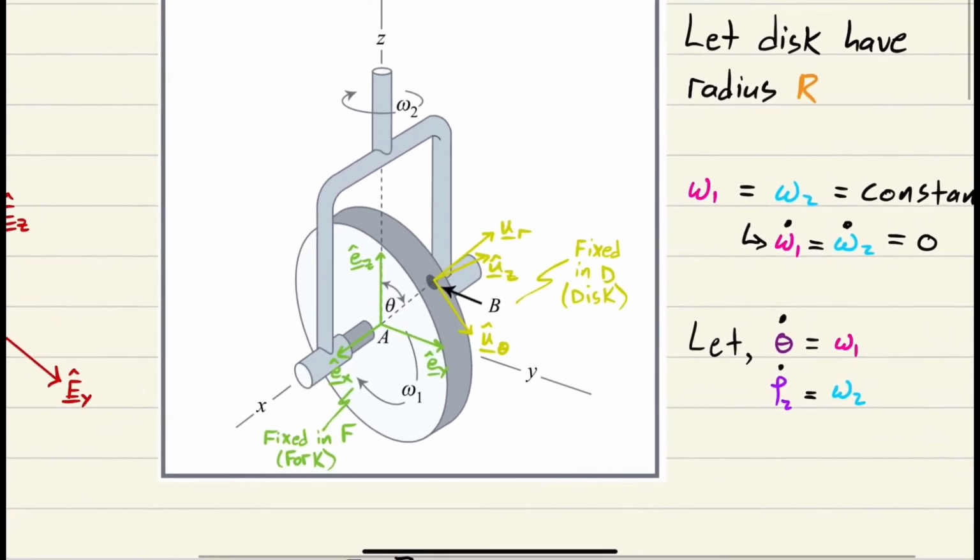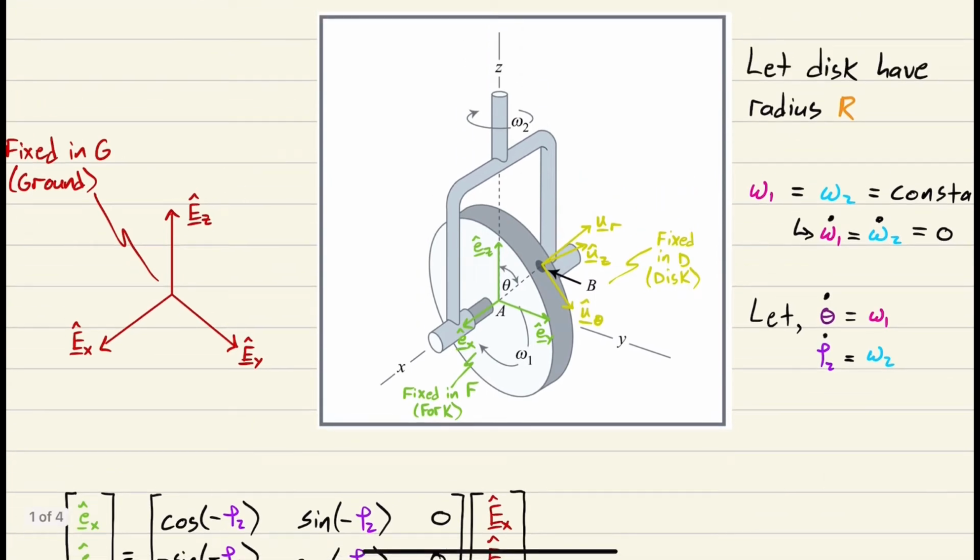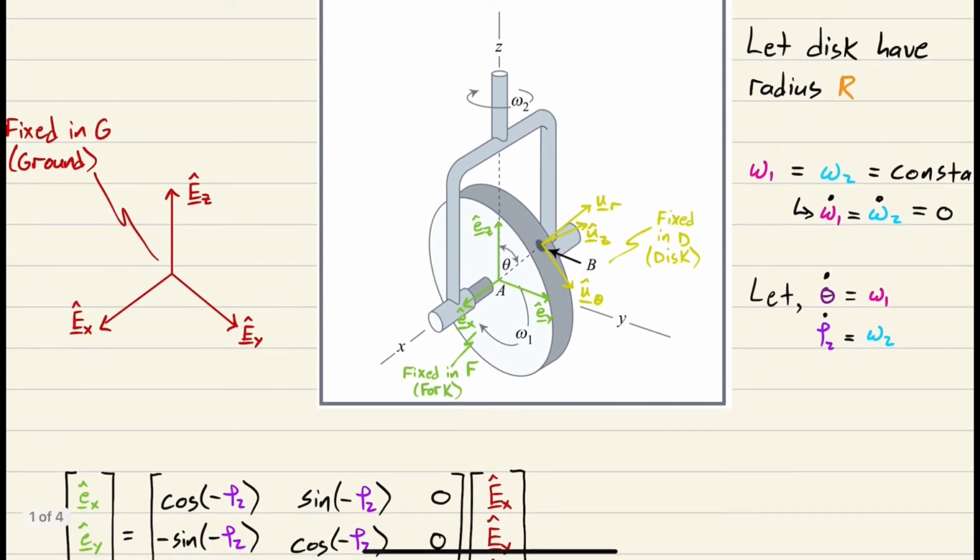I'm going to let theta dot equal omega 1, right? Because that's what it is. The rate of change of this angle is the rate at which this disk is rotating. So theta dot is omega 1. And then I'm going to call this dummy variable rho 2 dot, and that's going to be equal to omega 2. So what theta is to omega 1 is what rho 2 is to omega 2, right? It's just the angle that the fork is rotating at. So the rate of change of that angle is omega 2. And this is just used for our DCMs, which I'm going to start right now. We're not going to use all of these DCMs, but we're going to do it for practice because we're learning.